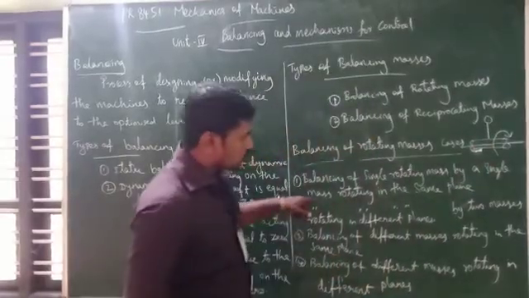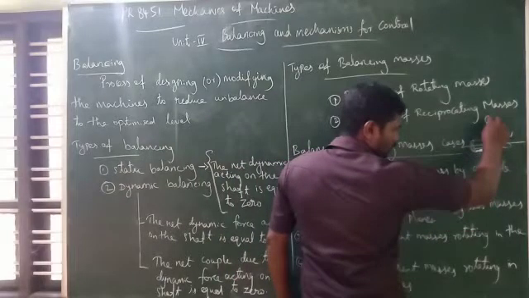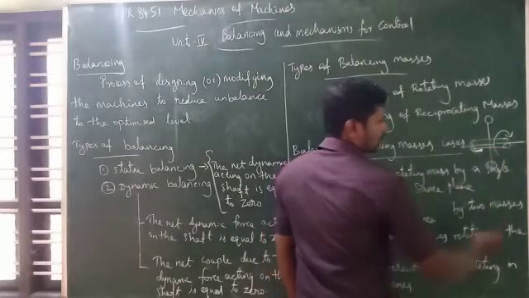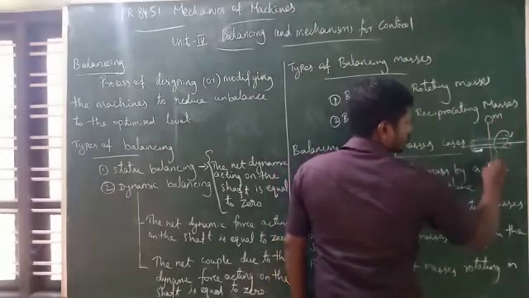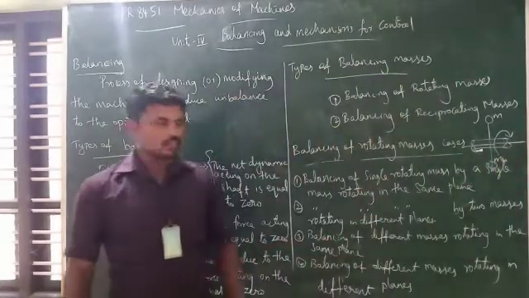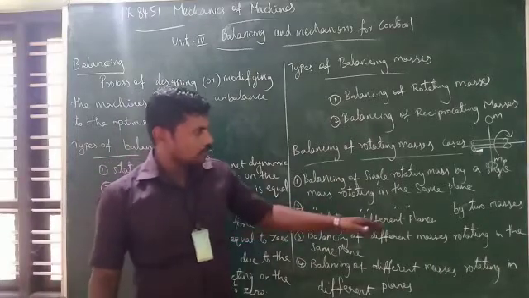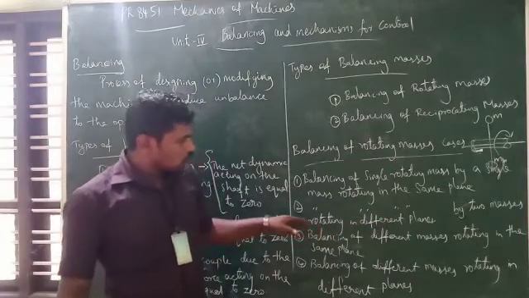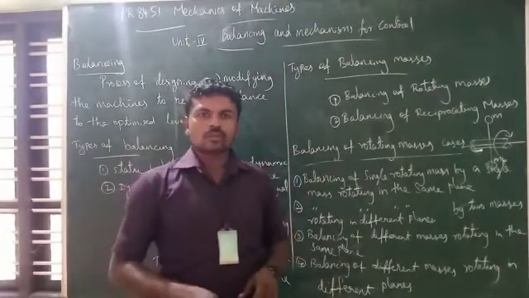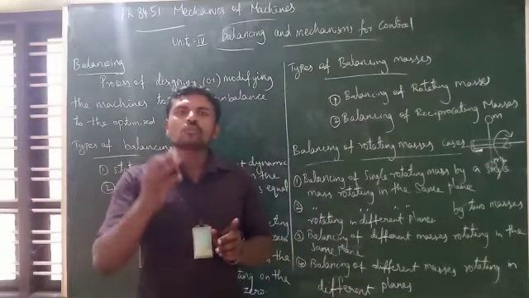Similarly, we need to use the balancing mass in the same plane. Same plane means the same direction. We need to apply some balancing mass, right? This is the actual mass that is rotating, this is the balancing mass. These are the conditions. Then second case, the balancing of a single rotating mass by two masses rotating in different planes. Here also only one mass is rotating, but for the balancing condition we need to apply two different masses.